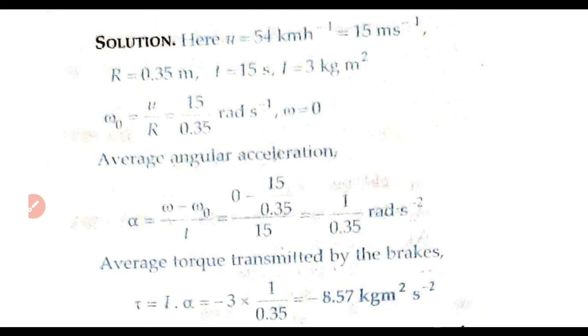If we get alpha, we can easily calculate torque because tau equal to I alpha. I is given directly, 3 kilogram meter square. So we have minus 3 into 1 by 0.35. Doing the calculation, we get minus 8.57 kilogram meter square per second square.